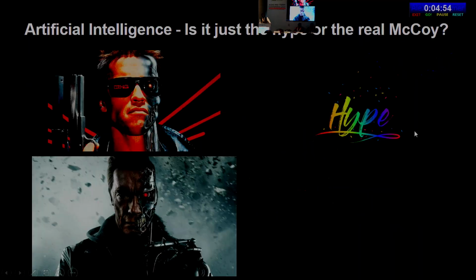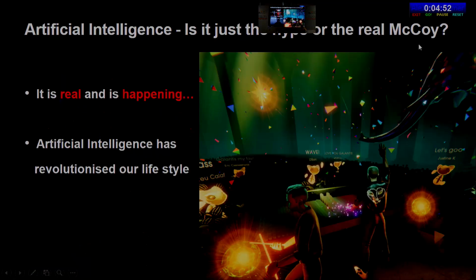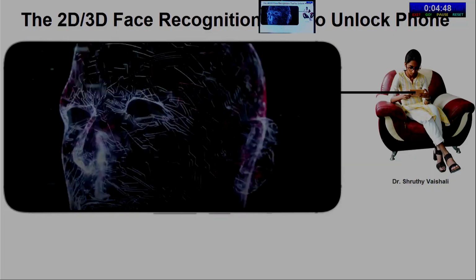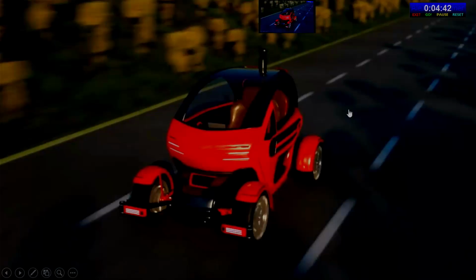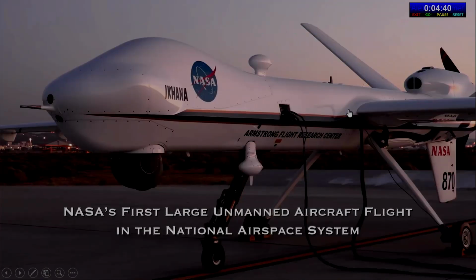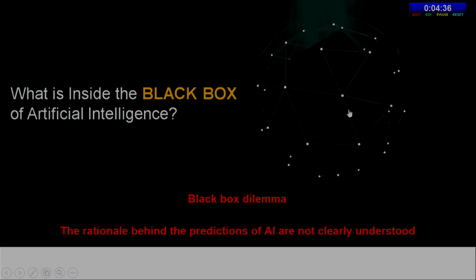Yes. So artificial intelligence is not a hype anymore, my dear friends. It's real and happening. And it started from the simple phone that we used to unlock with our fingerprints, right? As well as there is an automated car, as well as there is an unmanned flight that you can see, which has all been possible. And there is a black box dilemma in AI. We never really know why the AI predicts the way it predicts.